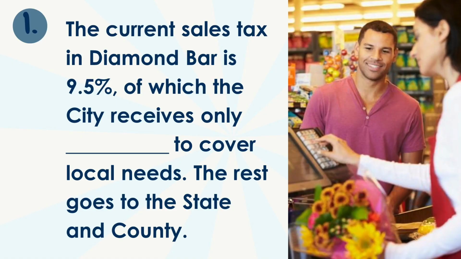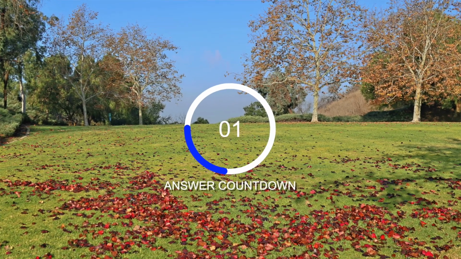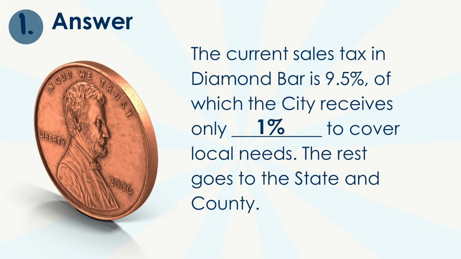Here's the first question. We know the current sales tax rate is 9.5%. Do you know how much of that comes back to Diamond Bar to fund local programs and services? The answer is a penny. Only 1 cent of the 9.5 cents of sales tax generated per dollar in Diamond Bar is returned to the community to fund services like parks and recreation, street and infrastructure maintenance, and public safety.